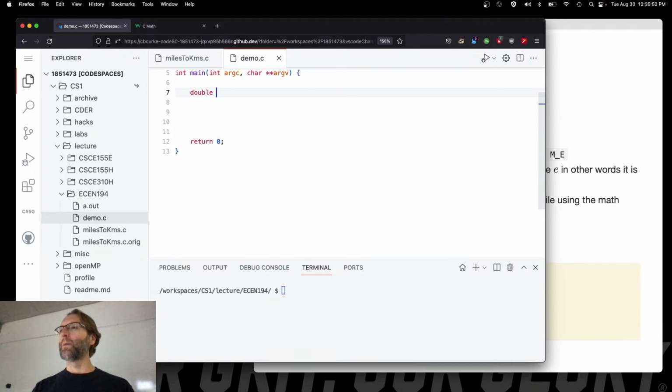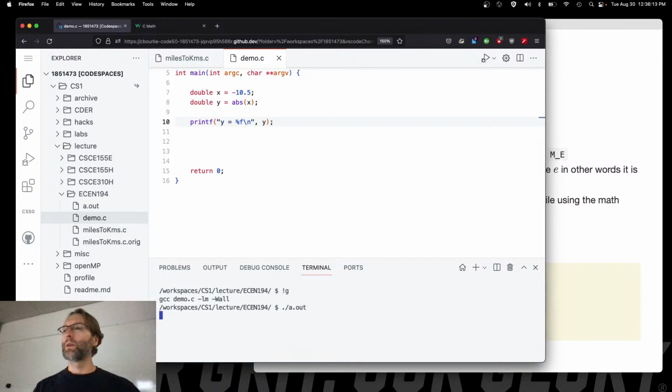So let's create a double x equal to negative 10.5, so that it actually does something. Double y is equal to abs of x. And now let's printf. y is equal to percent f for a floating point number, and a newline, and y.